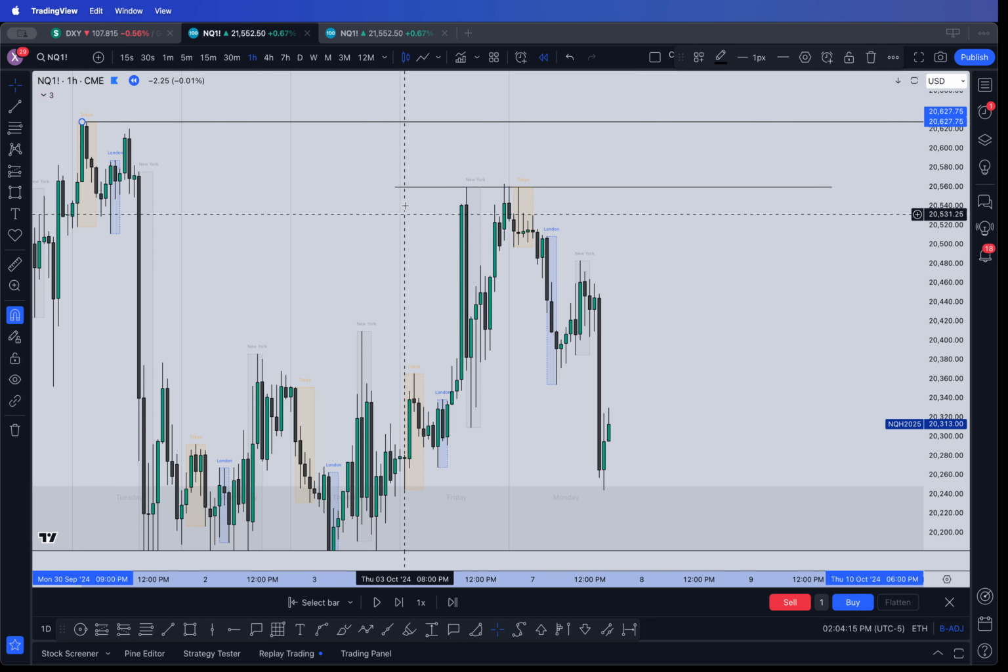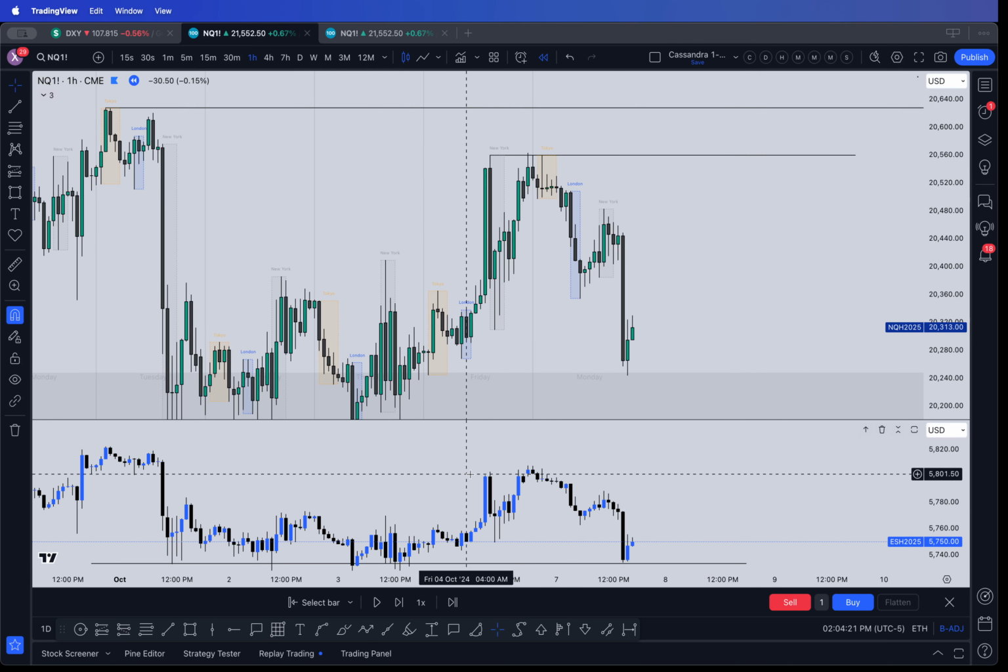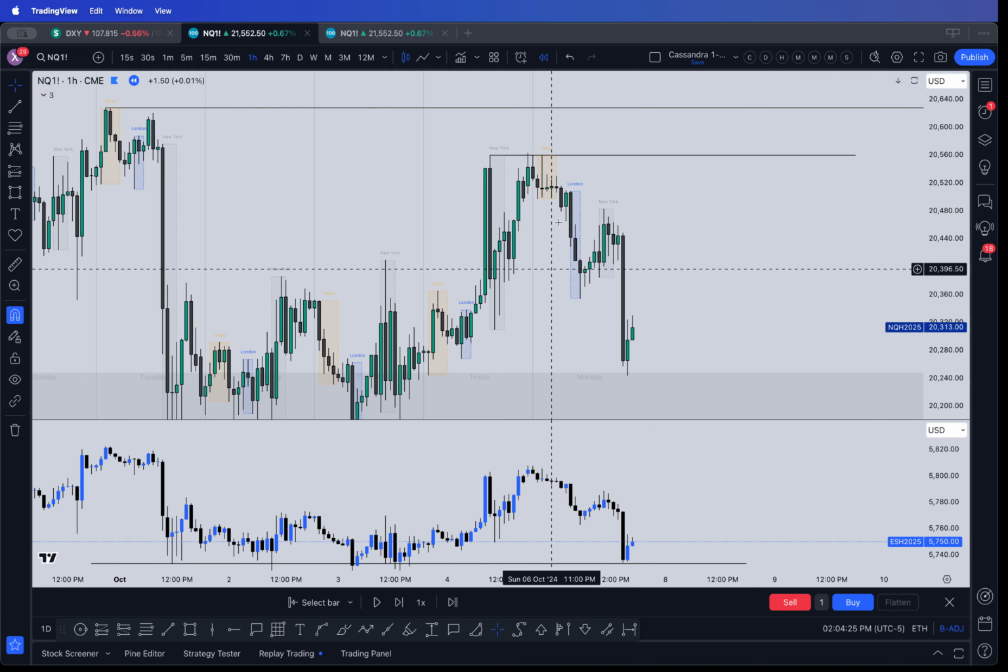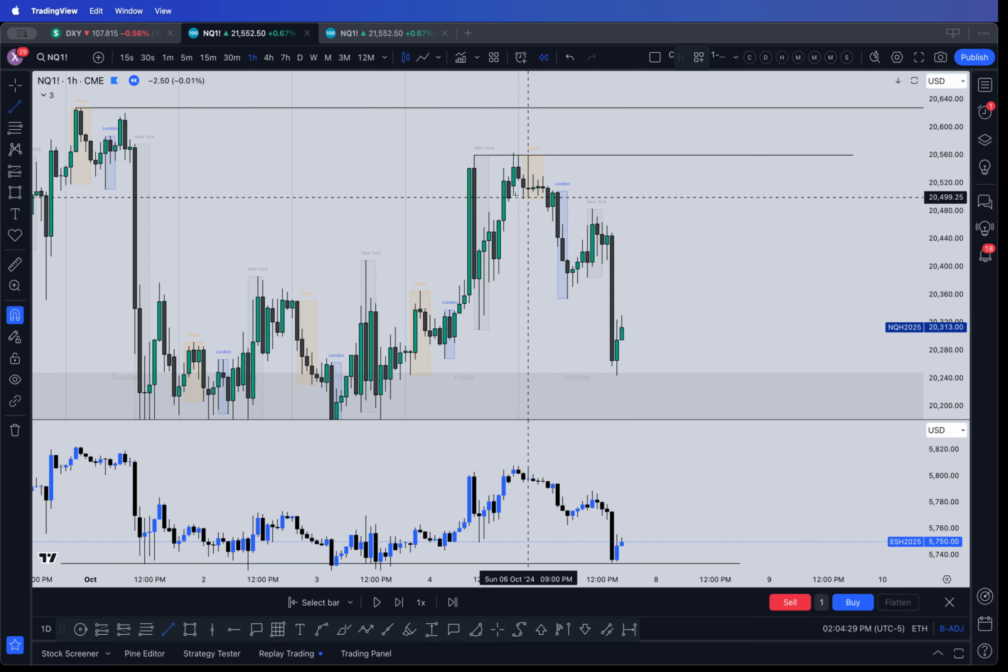What do we notice happens? So first of all, we notice that we come in on Sunday night, and immediately we take out that previous daily high. Do you see that? Then price starts to break down. Do you see how we get a change in the state of delivery lower? Okay, right here.